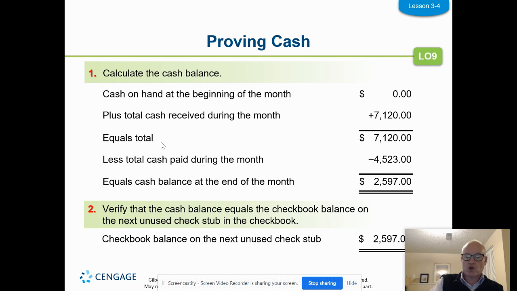All right, that's proving cash. Does our multi-column journal equal what we have in our checkbook? Because we're keeping track of our account activity using the check stubs in our checkbook.